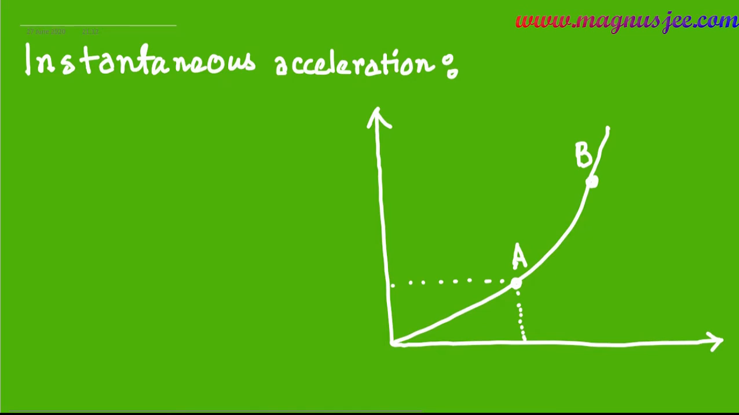A and B are the two points on this velocity time graph. Velocity is plotted along the vertical axis and time is plotted along the x-axis. O is the origin. When an object is at the point A, the time will be t second, and the body will be moving with velocity v at the point A. We can draw a normal from the point B on the time axis, and that normal is BM.